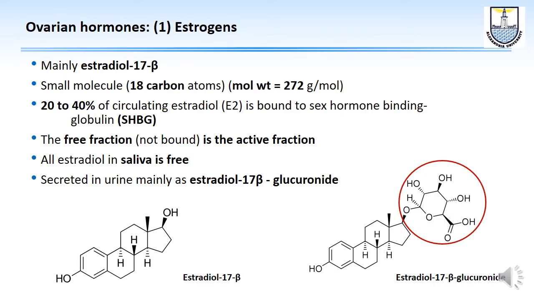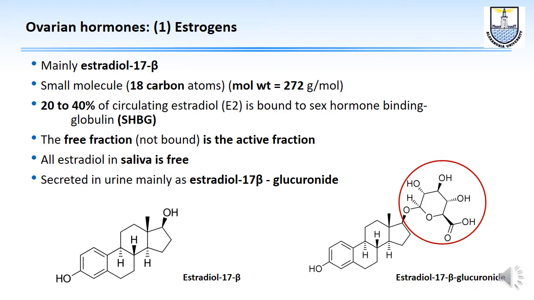So let's remind ourselves of the hormones which are secreted by the ovary, mainly the estrogens and progesterone. And when I say estrogens, I really mean estradiol 17 beta, whose formula you can see down there, together with the metabolite, which is estradiol 17 beta glucuronide. This is the main metabolite. And as you can see in the red circle, this is a glucose molecule which is attached to the estradiol at the 17 beta position. Therefore, this molecule is the estradiol 17 beta glucuronide.